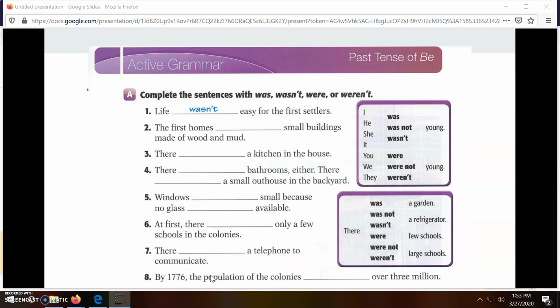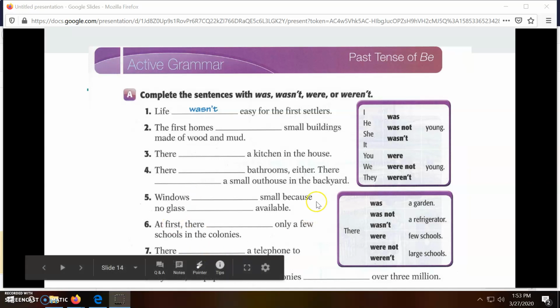So please look at the sentences, take a piece of paper or open your notebook and write complete sentences. Okay, pause the video and do this in writing.